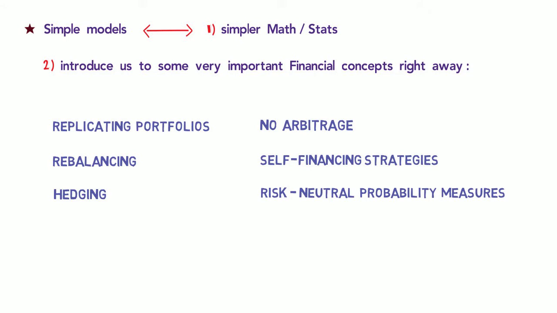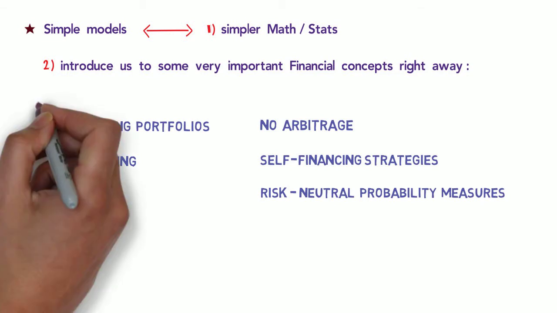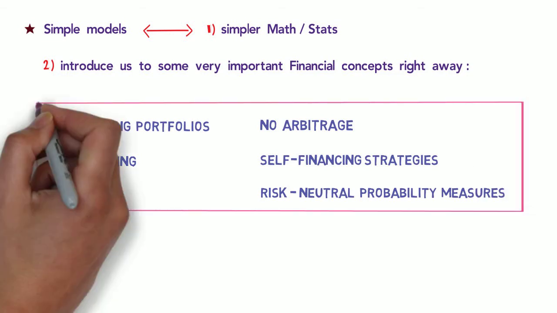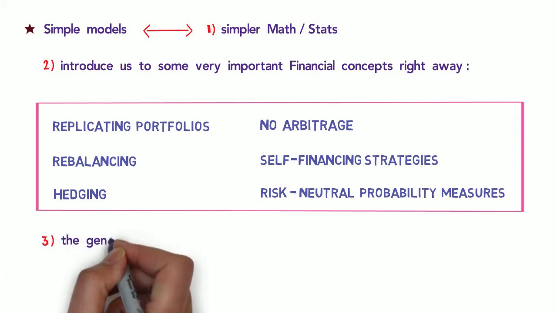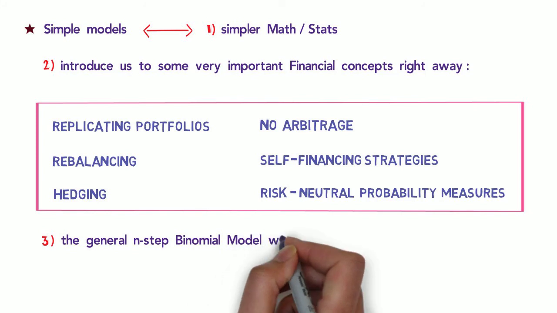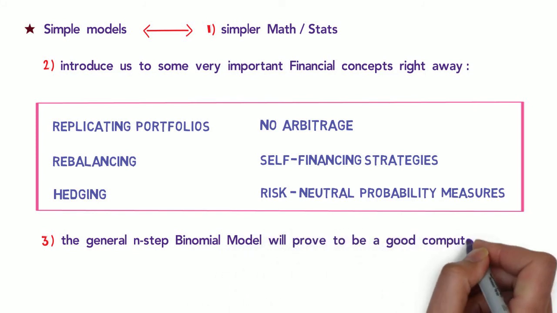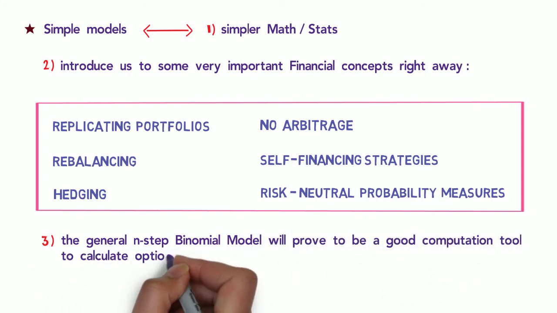Okay, so don't worry about all these things now. We will be spending quite a bit of time on these things as we go along. But by the end of the next 2-3 lectures or so, you should know at least at a very high level what all these terms mean. Another useful thing about this simple n-step binomial model is that it serves as a good approximation tool to calculate the option prices, which is good enough for many purposes and is used in reality and practice.